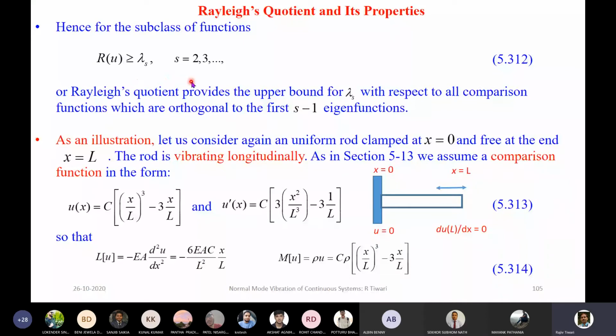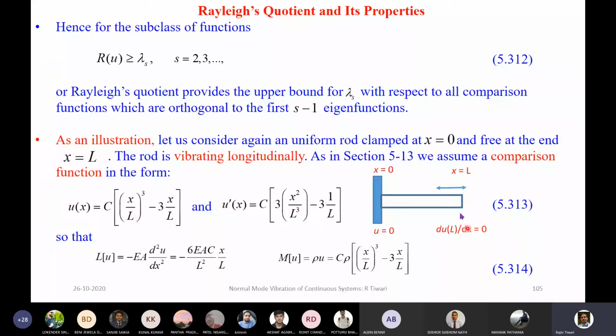Now we'll take up one example. Here there is a continuous system: an axial rod which is vibrating axially. It is a cantilever rod. At x equal to 0 the displacement is 0, and at x equal to L the axial force is 0. So EA du/dx at x equal to L will be 0 here because there is a free end, so no axial force will be there at the free end.